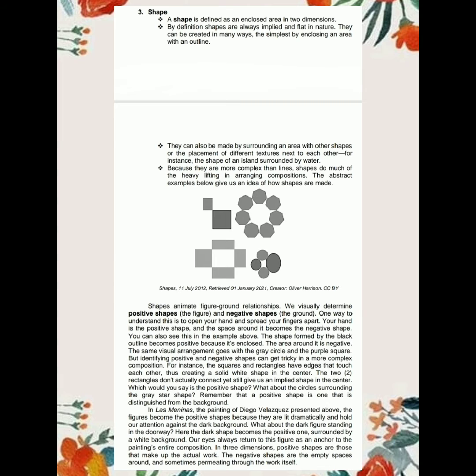The shape formed by the black outline becomes positive because it's enclosed. The area around it is negative. The same visual arrangement goes with the gray circle in the purple square. But identifying positive and negative shapes can get tricky in a more complex composition. For instance, the squares and rectangles have edges that touch each other, thus creating a solid shape in the center. The two rectangles don't actually connect, yet still give us an implied shape in the center. Which would you say is the positive shape? What about the circle surrounding the gray star shape? Remember, a positive shape is one that is distinguished from the background.